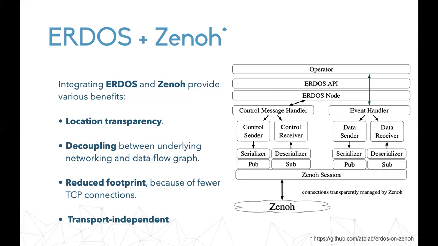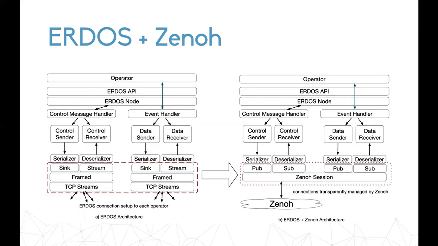As we can see, we have replaced some components in the ERDOS architecture. In particular, we no longer have the TCP stream, but we have the serialization and deserialization fabric as usual, and we have a couple of publisher and subscriber, and then we have a Zenoh session. Zenoh will manage all the connections with the other nodes or operators. So in this picture, we can really see the differences between the two architectures. We have seen that we replaced all the TCP stream, the frame, and the sink and the stream components with a couple of pub/sub and a Zenoh session.